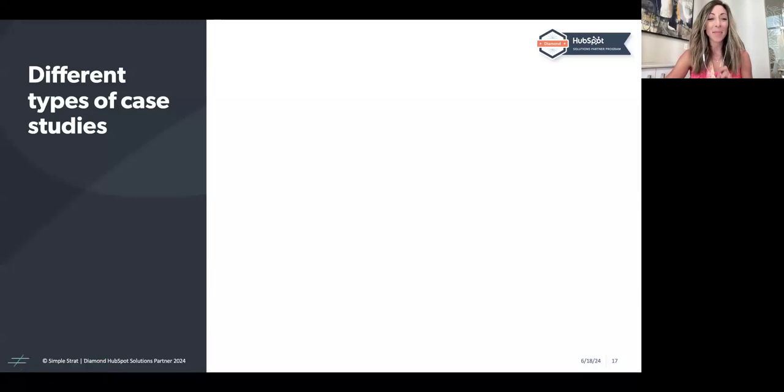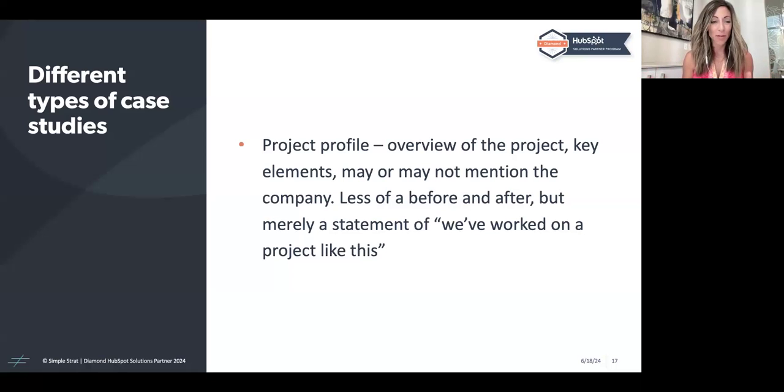All right. So the second type of case study is what we would call a project profile. I'm sharing these as levels of ease in creation. With the testimonial video, you can set the questions you want and then hire the videographer, whatever you want to do with that, and then just make sure you craft the story as it shakes out. With the project profile, you're merely mentioning what you did and giving a social proof example of: we've worked on a project like this.